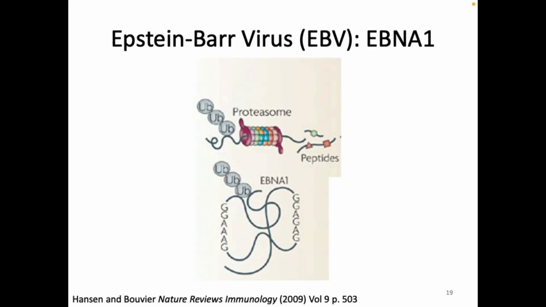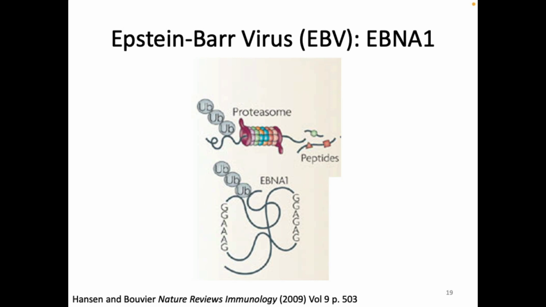So one virus that has an interesting way of avoiding MHC class 1 is Epstein-Barr virus, or EBV. EBV is the causative agent of mono. It also causes a few types of cancers. And EBV has this protein called EBNA1.